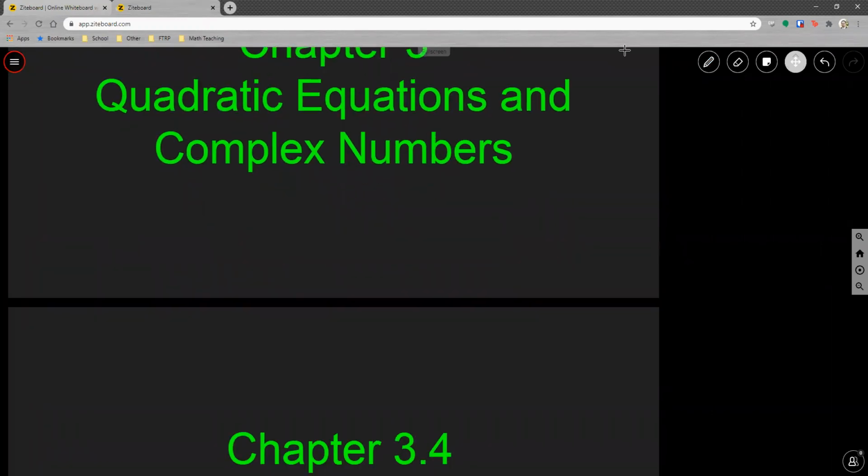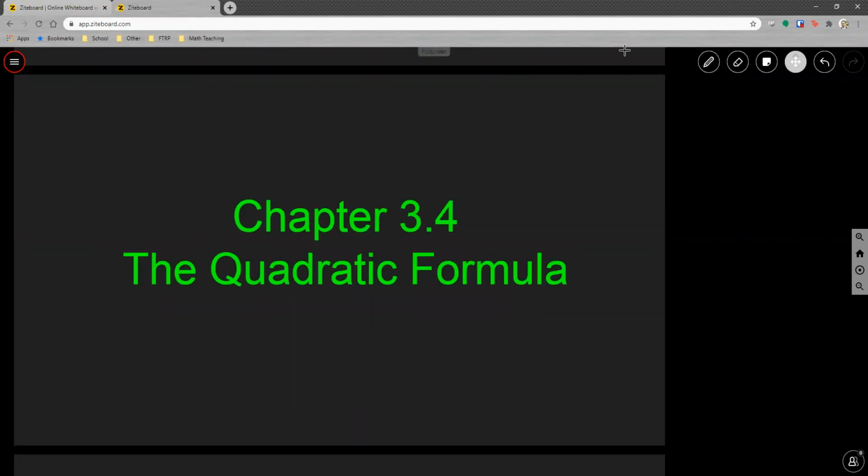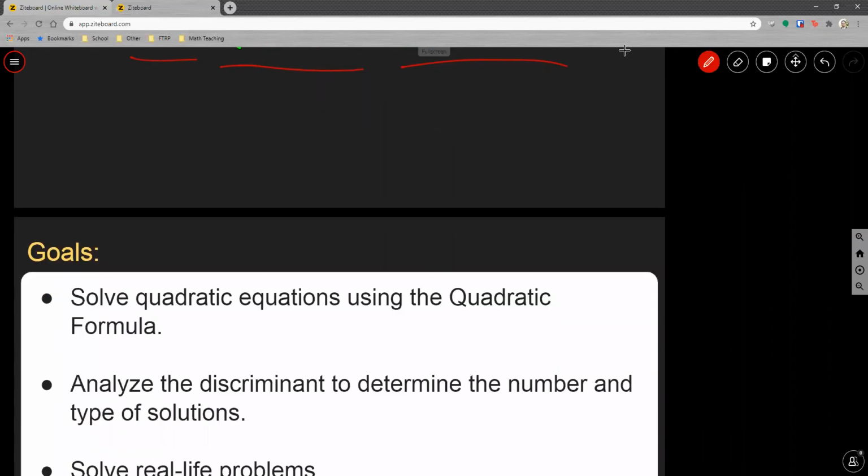Today we'll be going through another section in Chapter 3 of our Algebra 2 class, Quadratic Equations and Complex Numbers. And we're going to be going over Chapter 3.4, which is the Quadratic Formula, which is kind of the big deal of this chapter. We've gone over lots of different ways to solve quadratics, and this is kind of like the master key that opens up any quadratic. It works for any of them, and it's relatively straightforward to use. So let's get going.